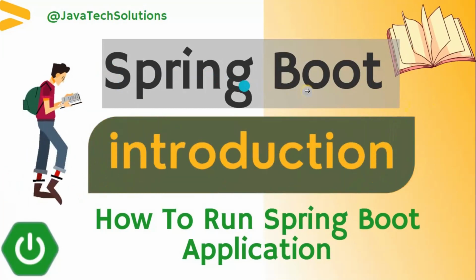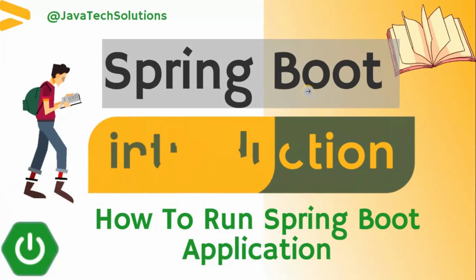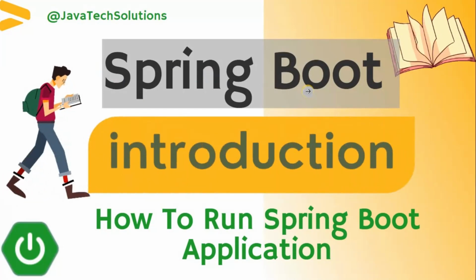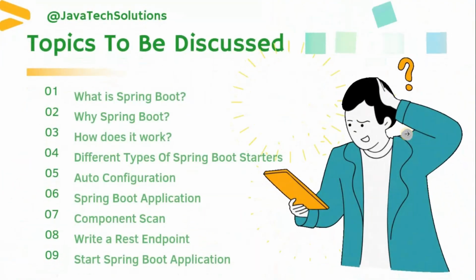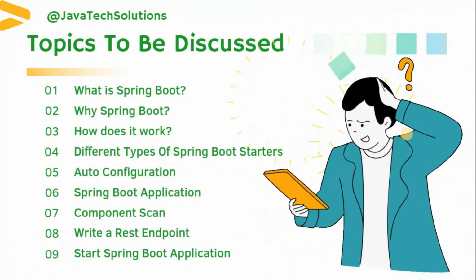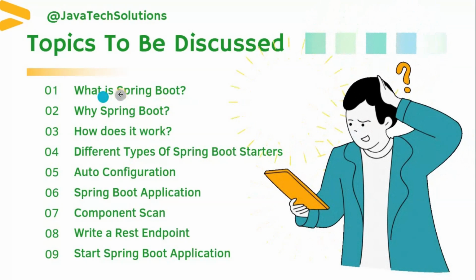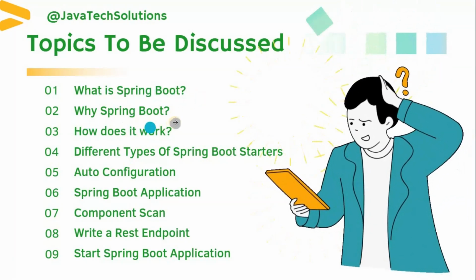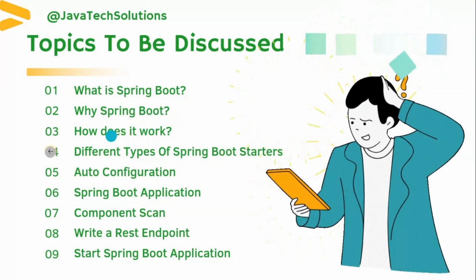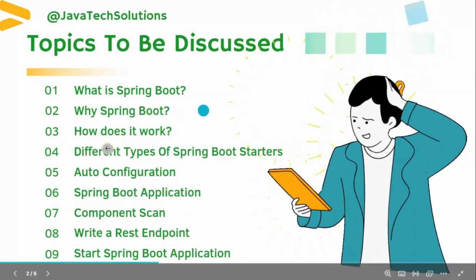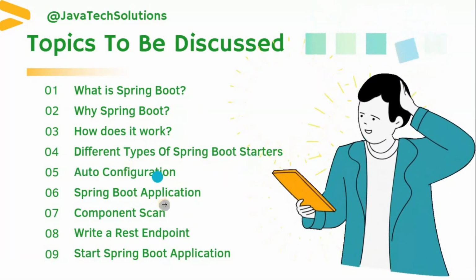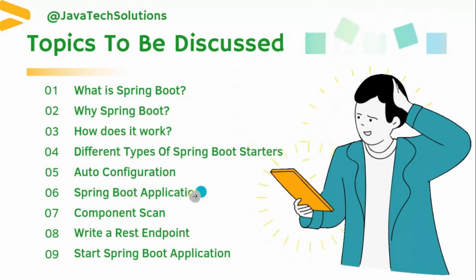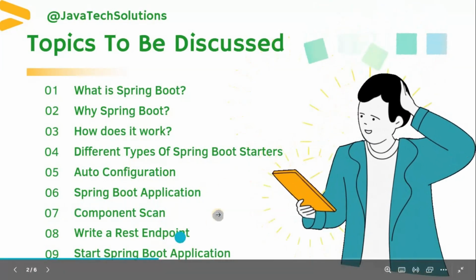Next, I will discuss the topics I'm going to cover in this Spring Boot tutorial. The first point is what is Spring Boot. Next, we'll discuss why we are going to use Spring Boot. Next, how does it work? Then we will talk about the different types of Spring Boot starters, then auto configuration, and creating a Spring Boot application. Then we will write a REST endpoint, and in the last step we are going to start the application.